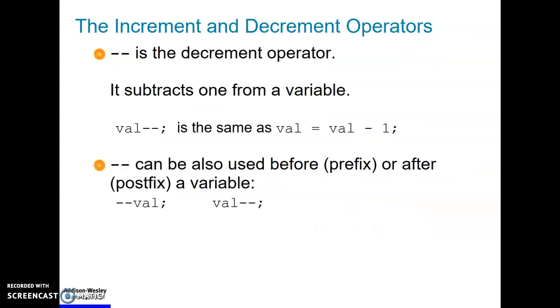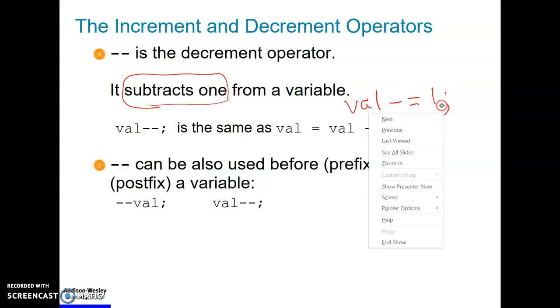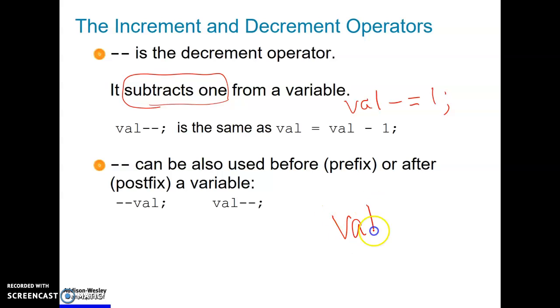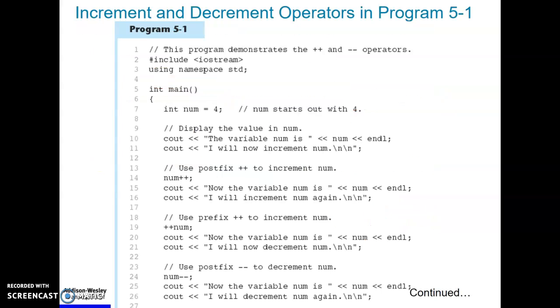The decrement operator is the same way. It is a minus minus. It subtracts 1 from the variable. So val minus minus is the same as val is equal to val minus 1, or val minus equals 1. Again, I cannot use val minus 2 to decrement it by 2. It only ever can subtract 1 from it. And again, the idea of a prefix versus a postfix setup works in a very similar way.